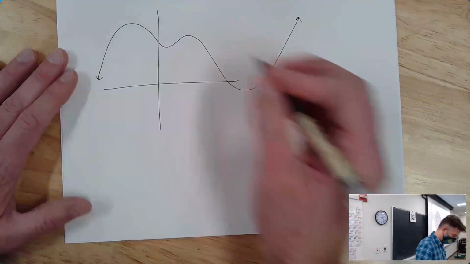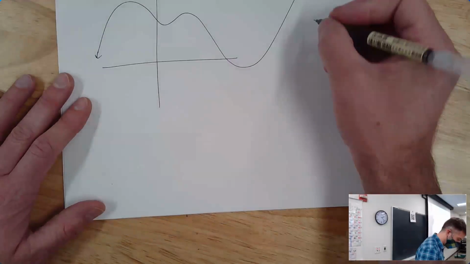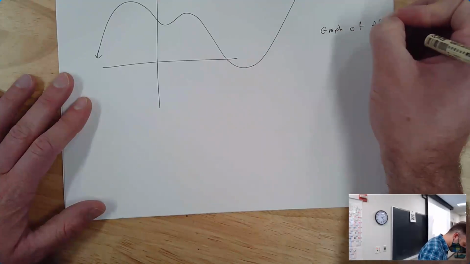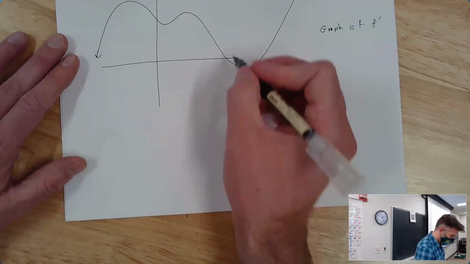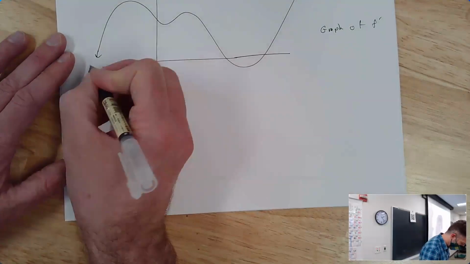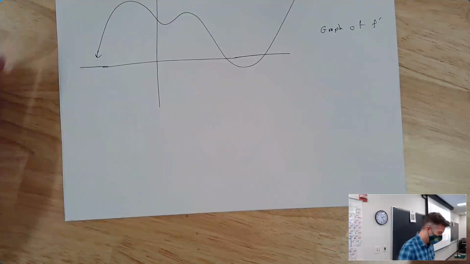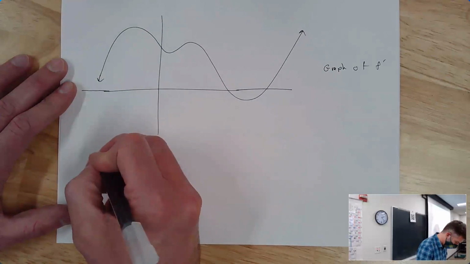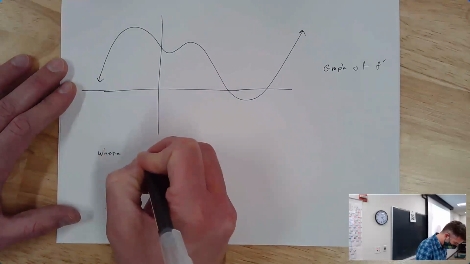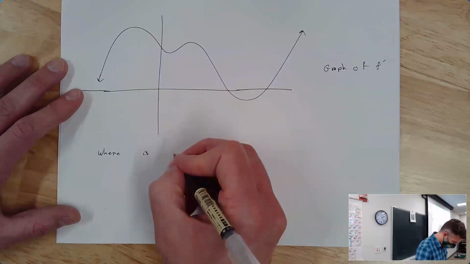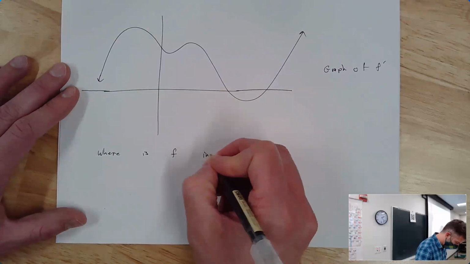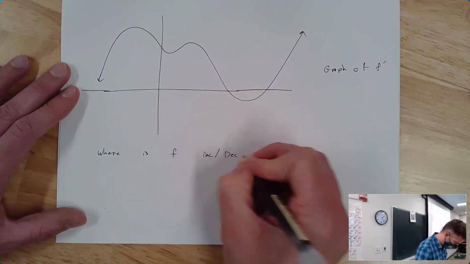Let's say we got something like this. And this is a graph of the first derivative. This is the graph of f prime. And I want to identify a few things. What do I want to identify? First of all, I want to know where the function itself is increasing or decreasing.